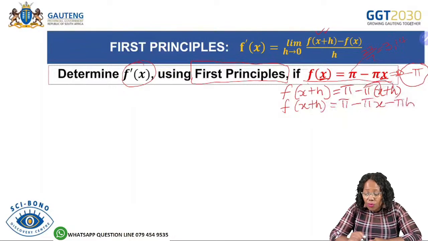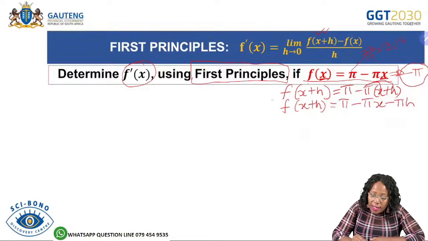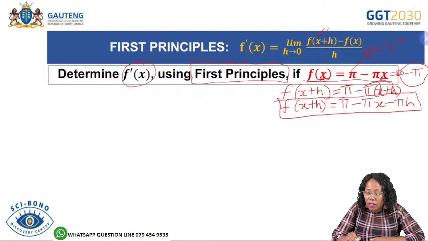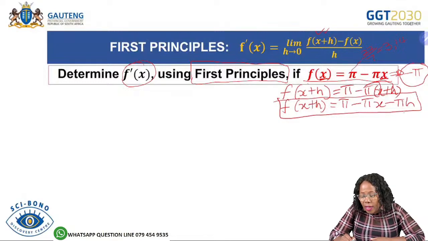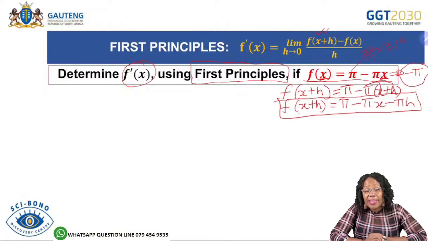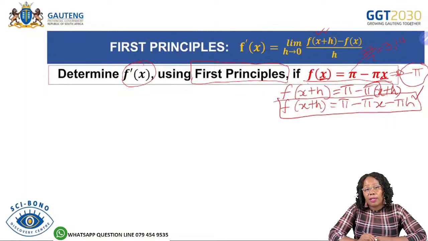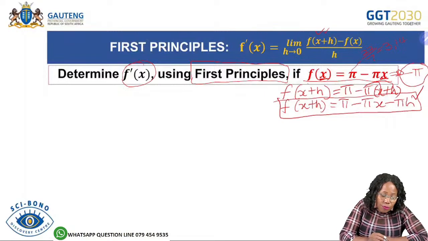No like terms. Can you see this one is pi? The second one is pi x. The third one is pi h. You can't add them, grade 12, because they are different. This one is a pi family, this one is a pi x family, that one is a pi h family. You can't add them. And then now, after identifying f at x plus h, at this step already you have your first mark. So now we move to the formula.